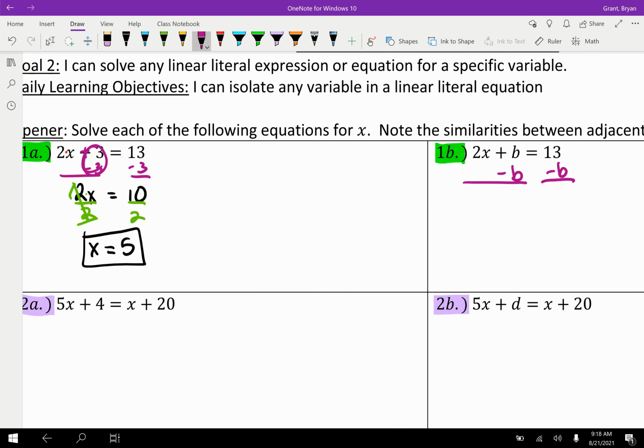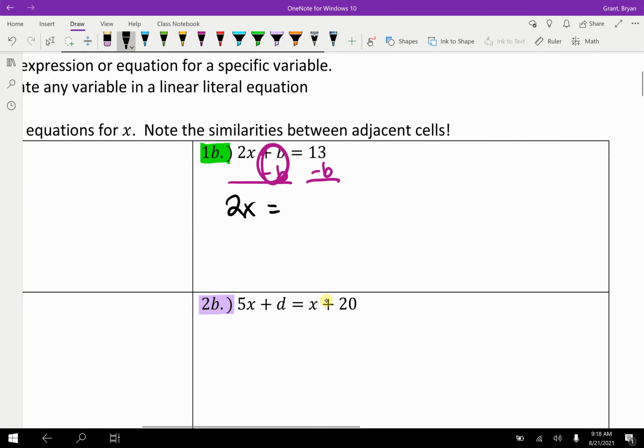When I subtract b from each side, positive b minus b cancels out. But then the question becomes on this right side, what do we do? Well, we have a 13 and a b. Does this become, and you might not want to write this because I'm going to change things up, does this become 13b? Negative b times 13? 13 minus b? Well, the answer is none of those are really correct.